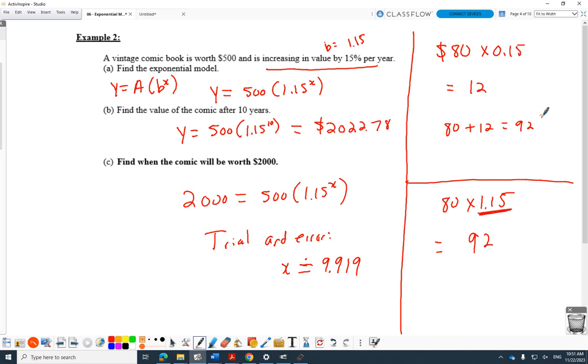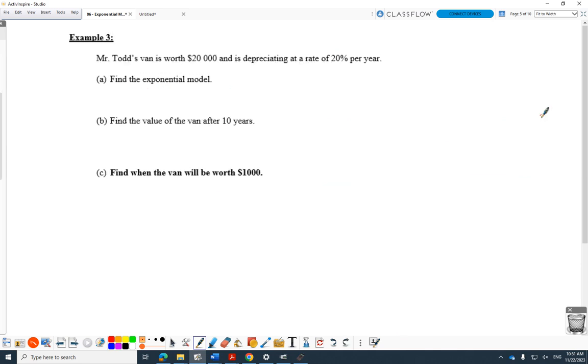Mr. Todd's van is worth 20,000. Huh. I wish it was. And it's depreciating at a rate of 20% per year.